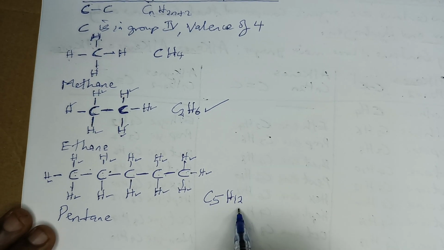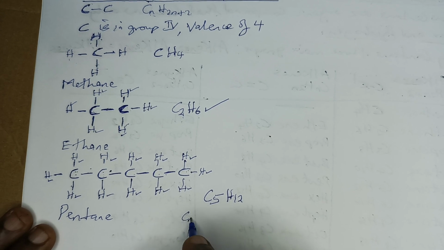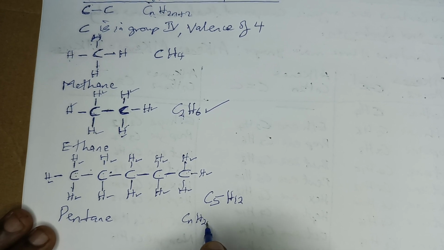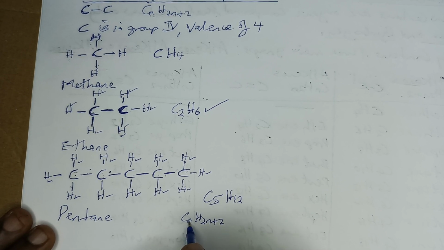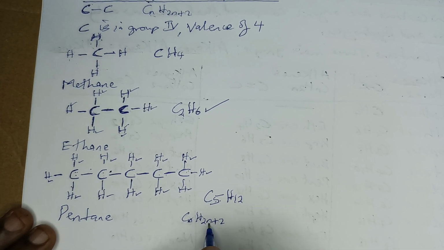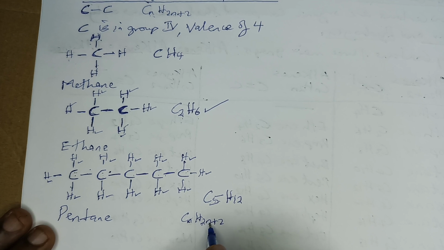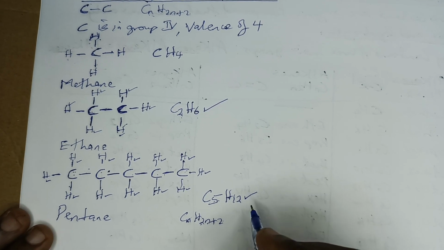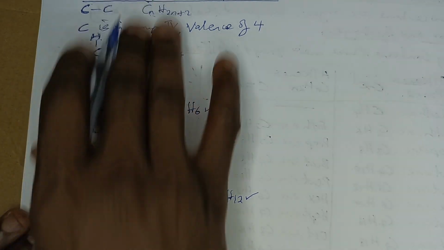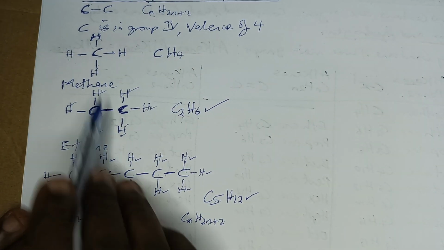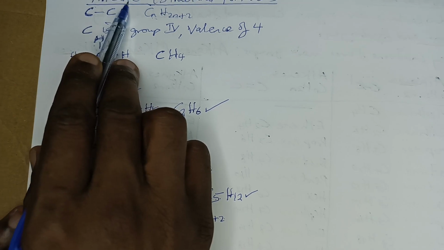C5H12. We need to verify. Now, using the formula CnH2n+2, when carbon is 5, it's 5 here, correct? Now, when it is 5 here, 2 times 5 is 10, 10 plus 2 is 12, correct? So we have verified and we have given the structural formula for our alkane.